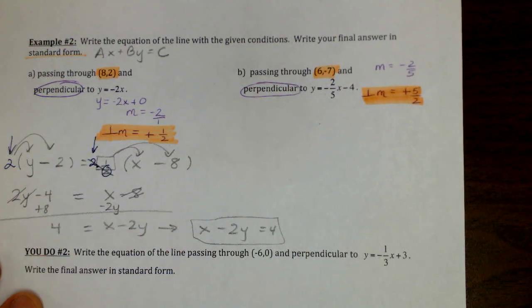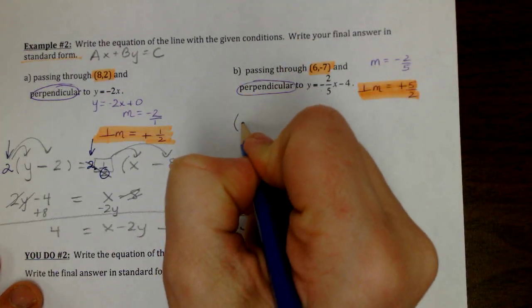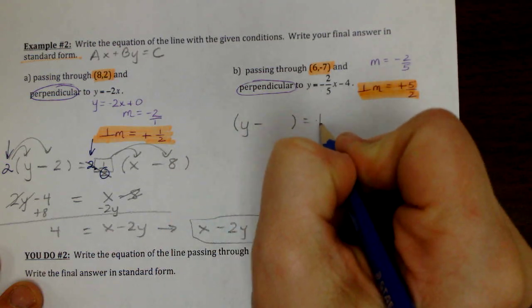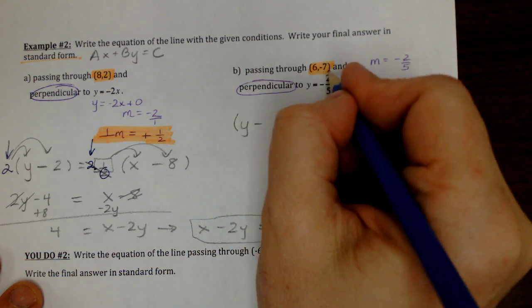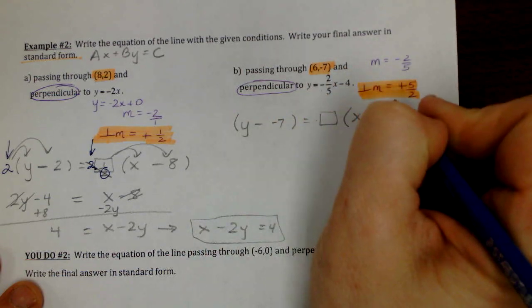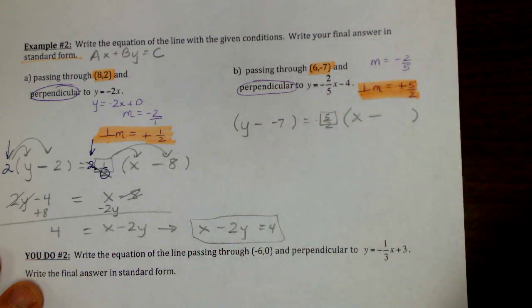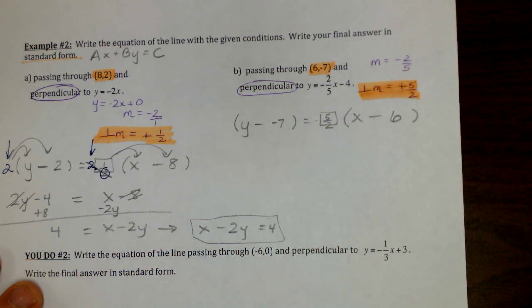5/2, I'm going to set up my equation. So I go to my point slope form, y minus, x minus -7, 5/2, and 6.